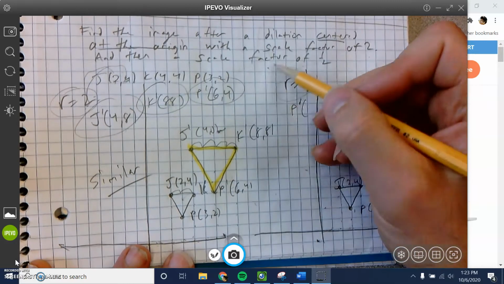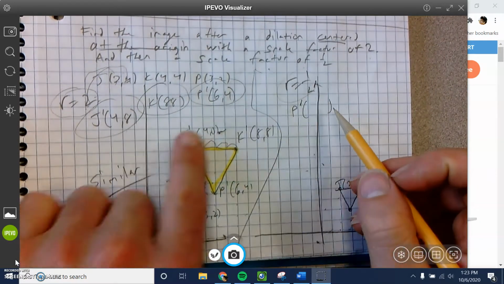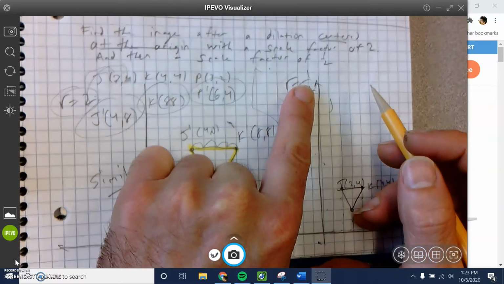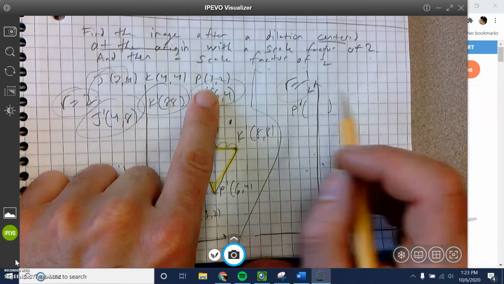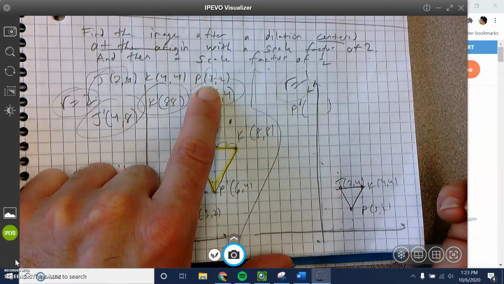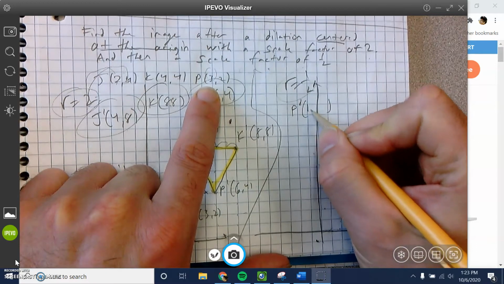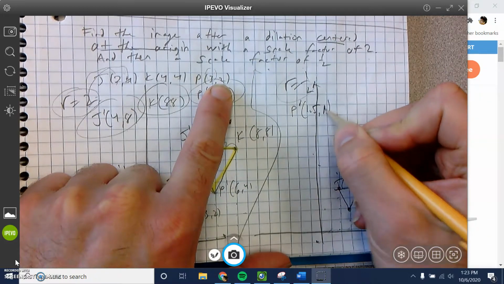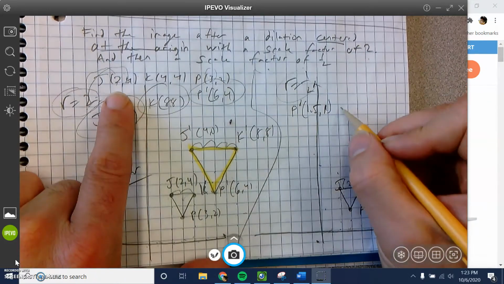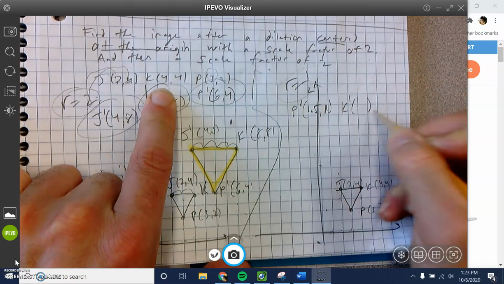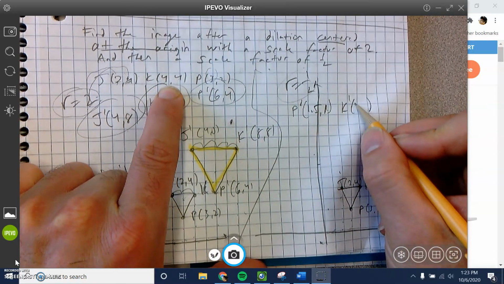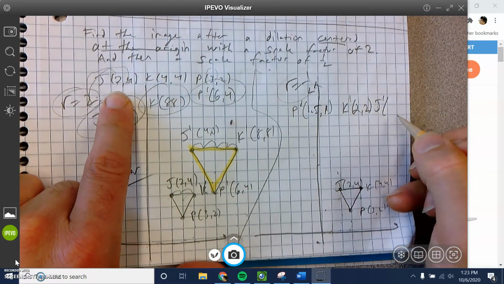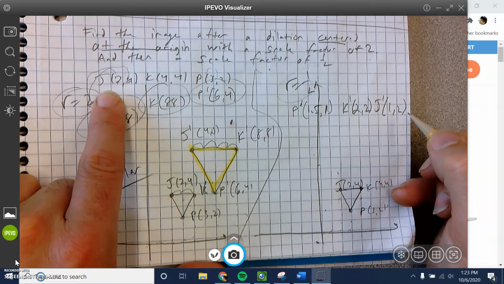Okay, so now P prime, a different P prime, it's a different problem. If P is 3, 2, rather than multiply by 2 like we did the first time, we're going to take half of it. So what is half of 3? So I have $3 and I give you half. What do I have? Yeah, $1.50. Half of 2 is 1. K prime in this case: half of 4, or divide by 2. 4 divided by 2 is 2. What is J prime going to be in this case? Yeah, 1, 2. Take half of both those numbers.